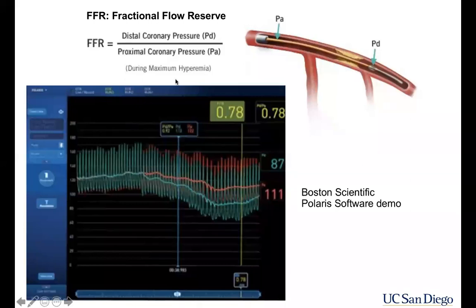So what we're going to talk about now is a thing called fractional flow reserve, and this is a big topic.